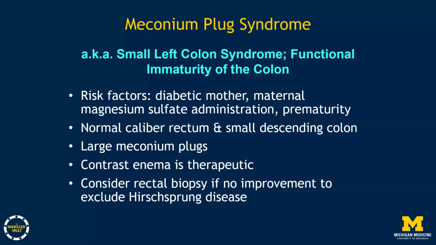Now, we already mentioned that in premature infants, Hirschsprung disease is relatively uncommon. We do see the meconium plug syndrome in association with prematurity. It's that functional immaturity that we were talking about. You should have a normal caliber rectum and a small descending colon. The transition zone that you believe you see is almost always in the region of the splenic flexure.